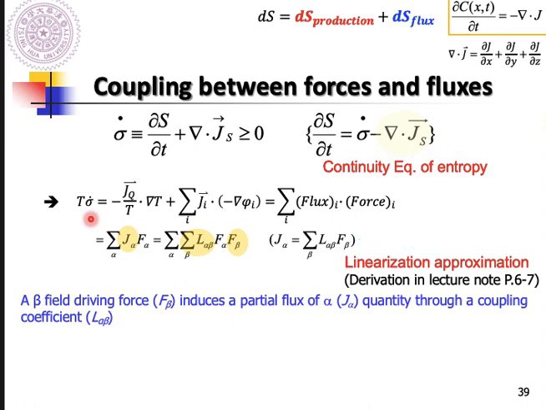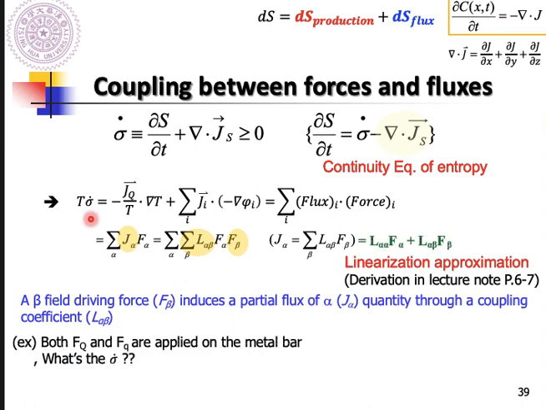So next, let's move to an example. Before we move to this part, we just use the first one. If we have a metal bar, there is the temperature gradient serving as the driving force for heat flow, and the electrical potential gradient, which serves as the driving force for electrical current.